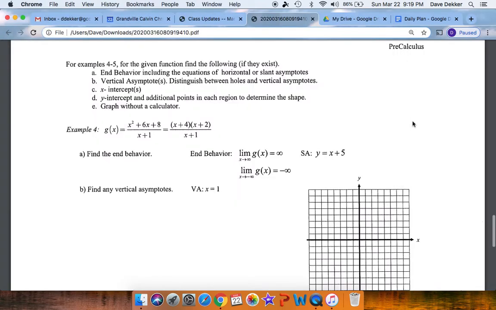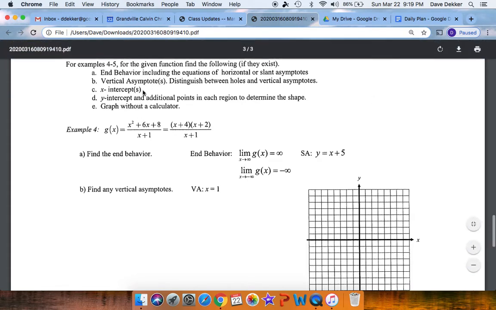Okay, welcome back. We are working on examples 4 and 5, still trying to graph rational functions. Same sort of instructions for this, and they've done part of example 4 for us. So here is the original form. Here is the factored form.